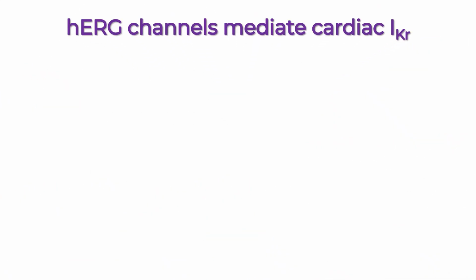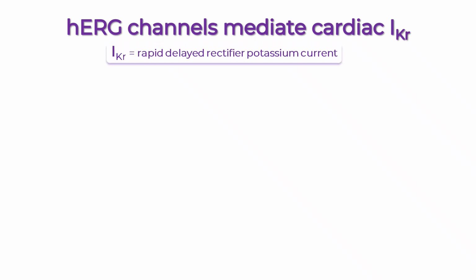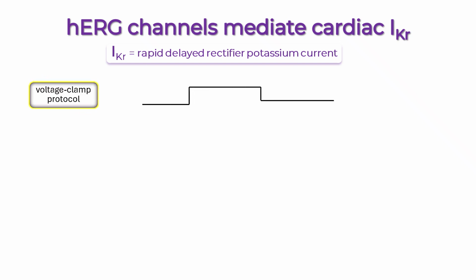hERG channels underlie a potassium current in cardiac cells known as IKr, where I stands for ionic current, K for potassium, and r for rapid. So, IKr is the rapid delayed rectifier potassium current. It's best illustrated by looking at a voltage clamp experiment, where the membrane potential is held at specific values that can be changed instantly. This is a typical protocol used to activate potassium channels.